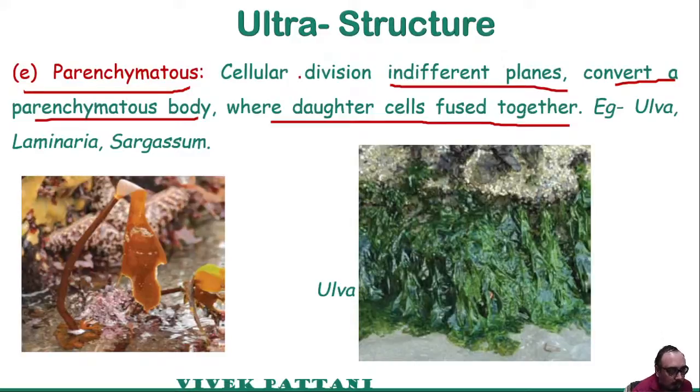Okay, I am repeating again, in the case of parenchymatous, cellular division in different planes converts into a parenchymatous body where the cells are fused together. Examples include Ulva, Laminaria and Sargassum. This photograph is of a Laminaria and this photograph is of an Ulva.